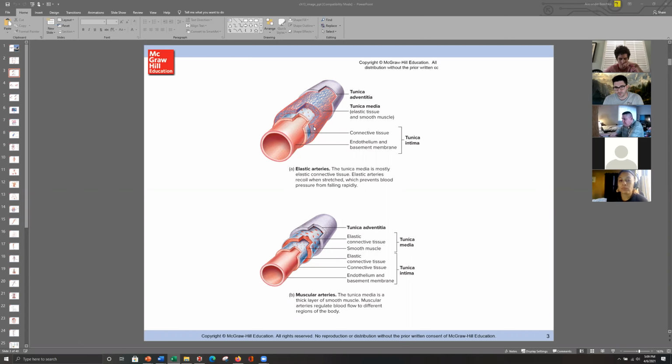So very similar to the activity of like your pupils. When you go into a really bright room, they constrict. It's the same idea with our blood vessels. We can change their diameter depending on the need for it. So, there's a bunch of different reasons why you would want to do that too.